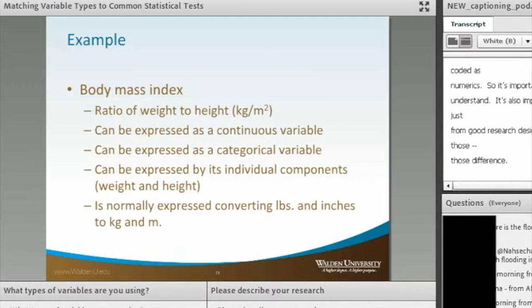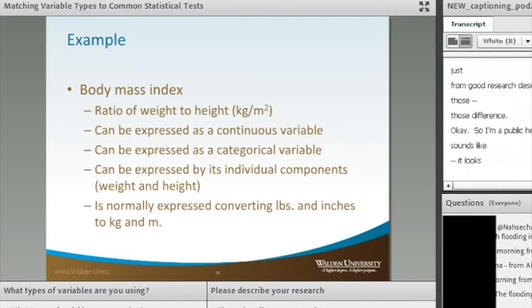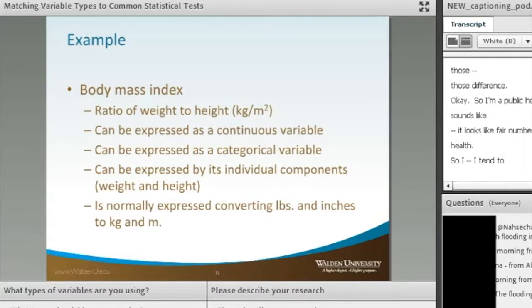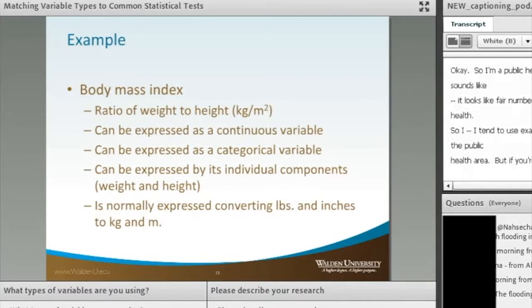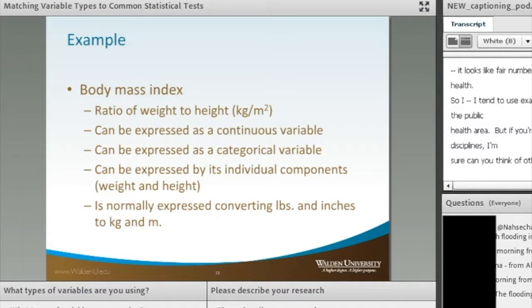Okay, so I'm a public health guy, and it looks like a fair number of you are public health, so I tend to use examples that are in the public health area. But if you're in other disciplines, I'm sure you can think of other examples that are kind of similar. The body mass index is a good example of a variable that can be used in multiple formats. So that's why I've selected this as an example.